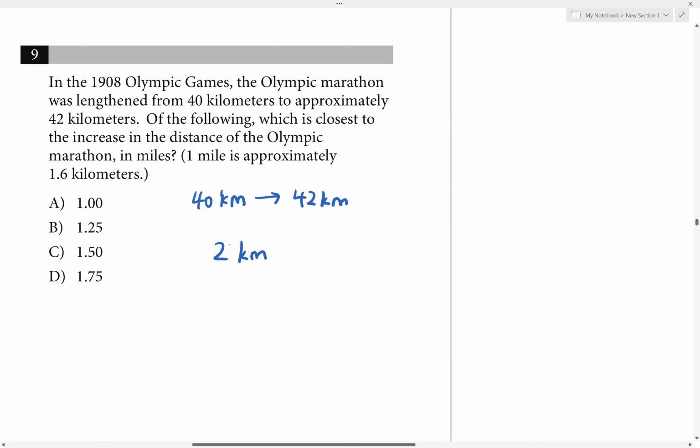Okay, but then I think the question says which one is the increase in distance in miles. So pretty much you have to do a unit conversion after that. So I have to convert 2 kilometers to miles and figure out how many miles that is. So what we could do is they give us the conversion ratio, right? They said 1 mile is approximately 1.6 kilometers.